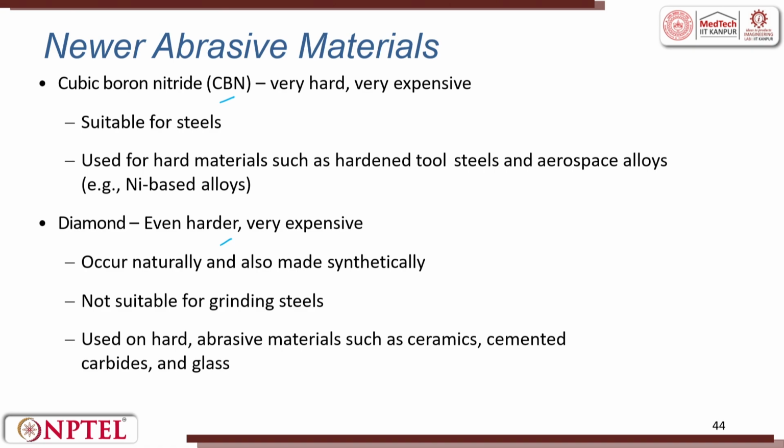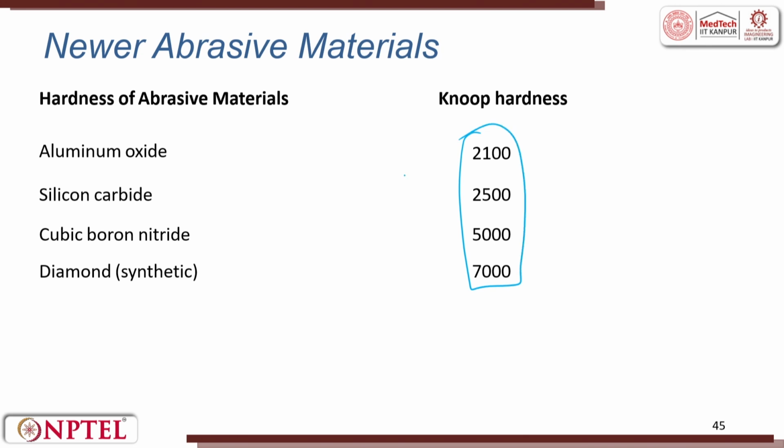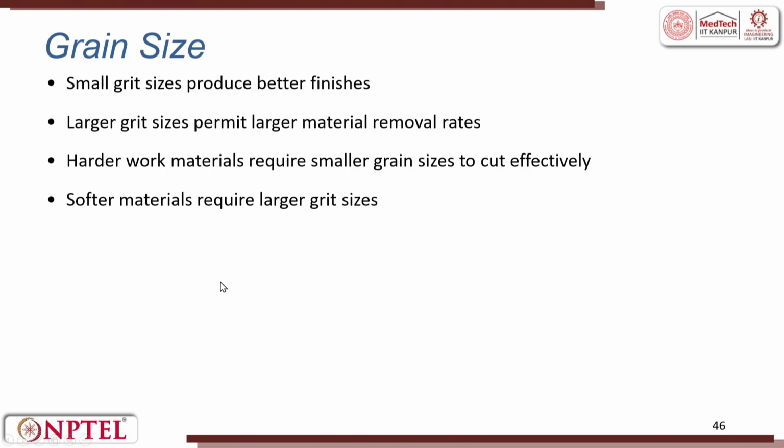So, here also we have alumina, silicon carbide, cubic boron nitride, etc. So, the hardness is given very clearly. Diamond has the highest hardness as compared to the other abrasives.